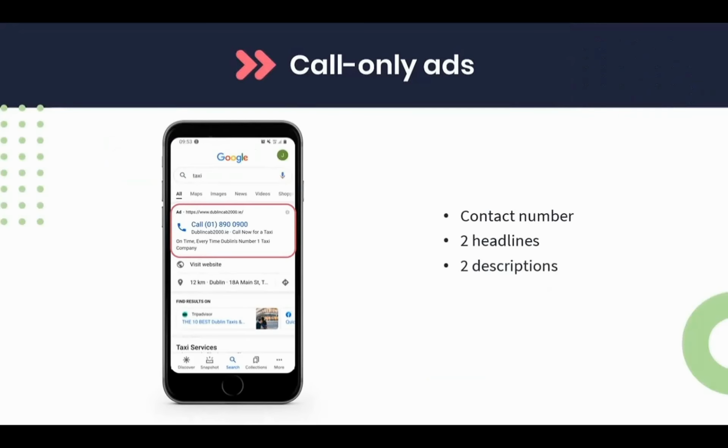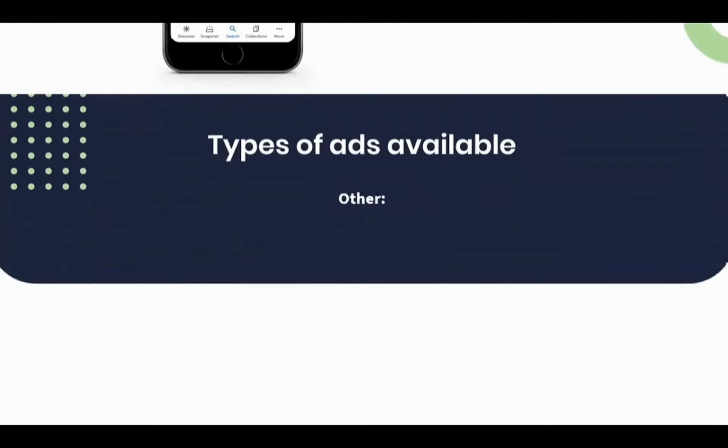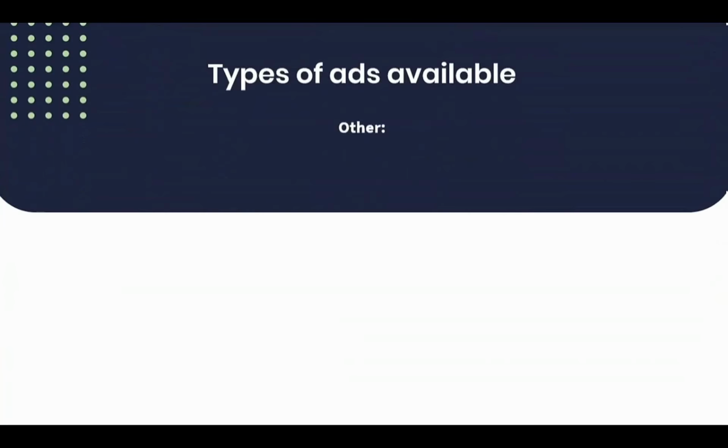And then this is what a call only ad would actually look like. So you would need to obviously have a contact number, as that's the point of this ad. It would be to get calls directly from the advertisement, and then obviously have the option of adding 2 headlines and 2 descriptions. This ad type is only available for mobile devices, and if you need to, you can write that in your notes just for reassurance. And it makes sense because you don't generally make phone calls on a computer, so it's not even something that you need to think about.